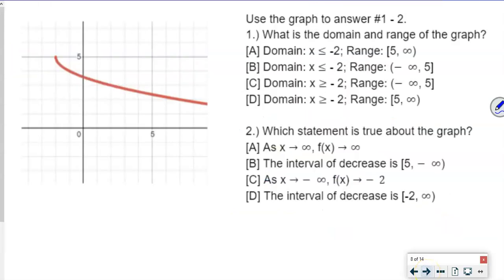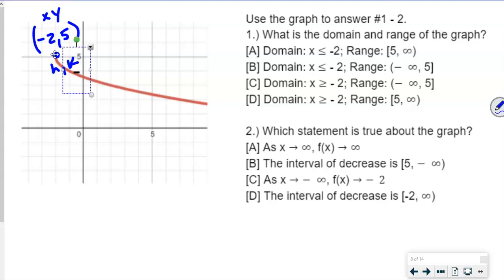So this one says, use the graph to answer 1 and 2. What is the domain and range of the graph? So first of all, I want to look at this point where the graph starts. And that's at negative 2, comma 5, right? So that's going to be my x and y, my h and my k. So h and k affect our domain and range.